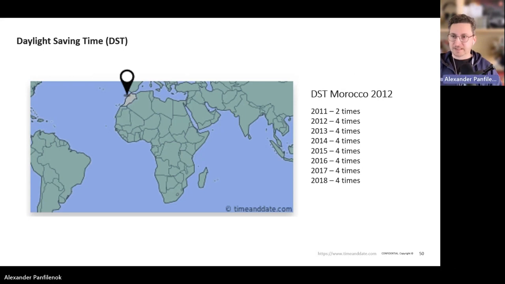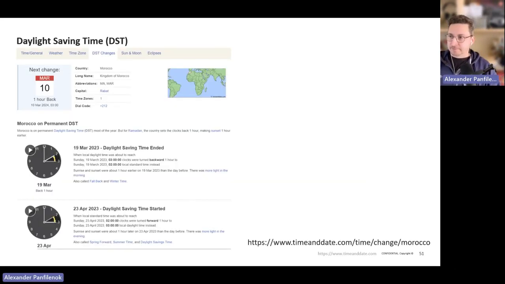And then Morocco said, nice idea. But after they tried it, they switched back to 2 times. But if you go and try to see what time of year they do switch, you will see that Morocco changes by a different schedule. They change time both times in spring. And what is more interesting is that they change backward first and then forward, because usually we do vice versa.